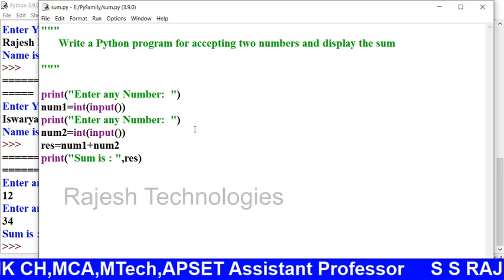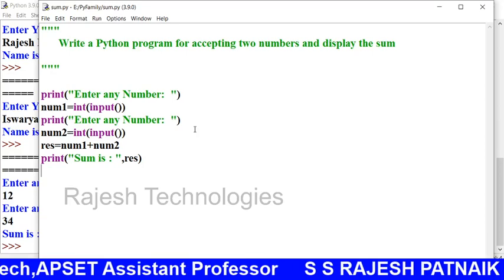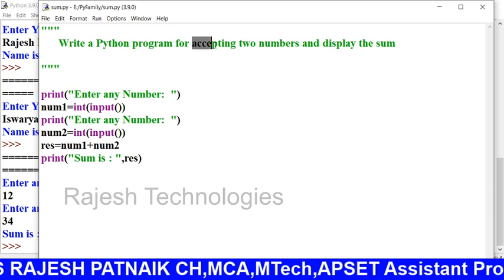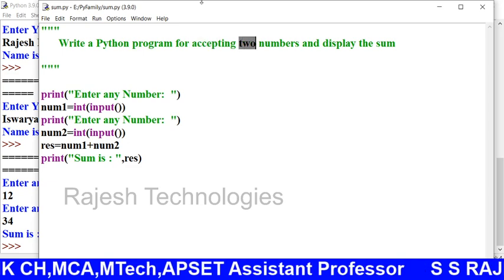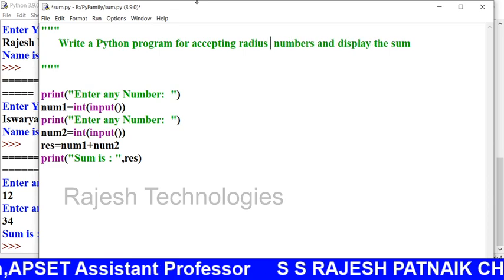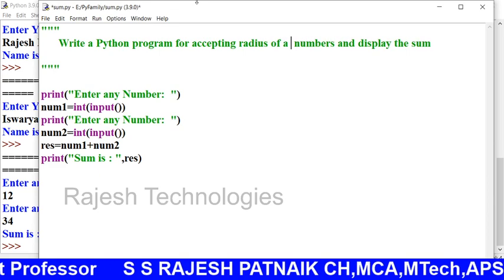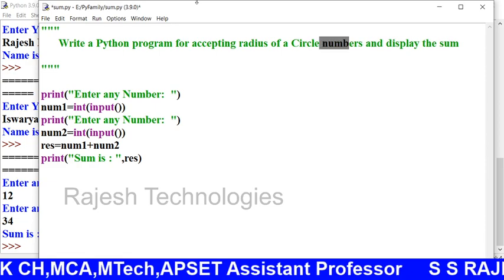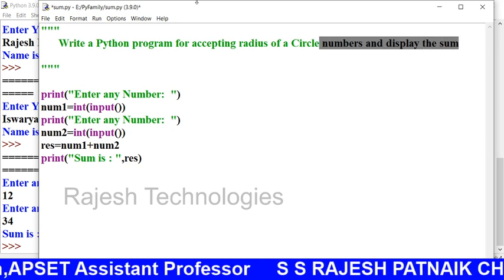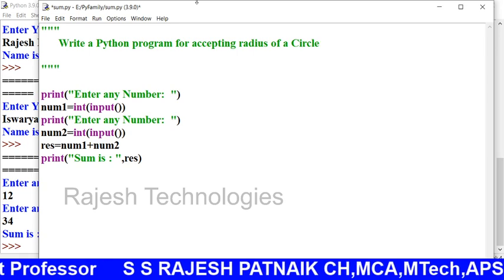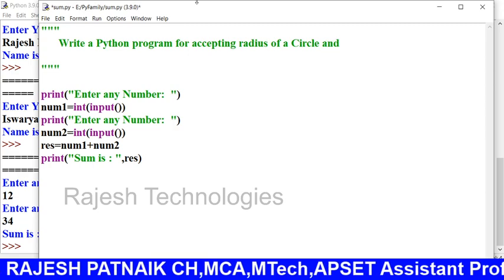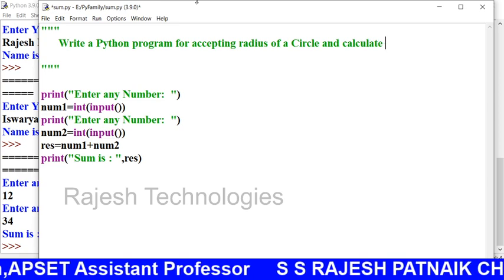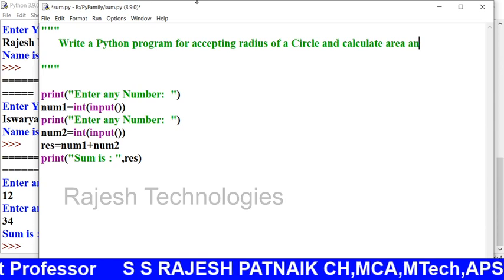Mathematical calculations you can store. So for example, write a Python program for accepting the radius of a circle and find and display the area. Sorry, calculate area and display. Calculate area and perimeter and display.